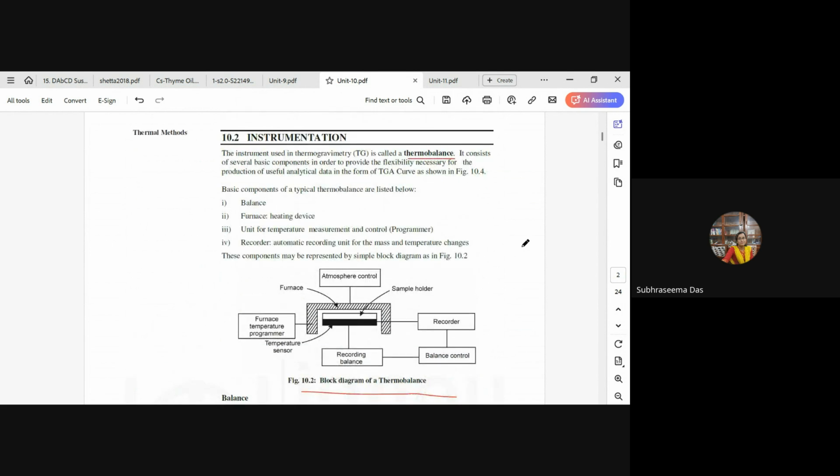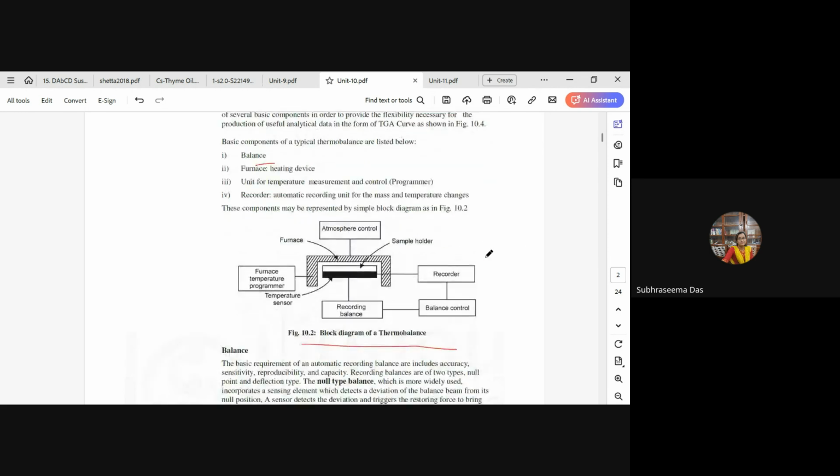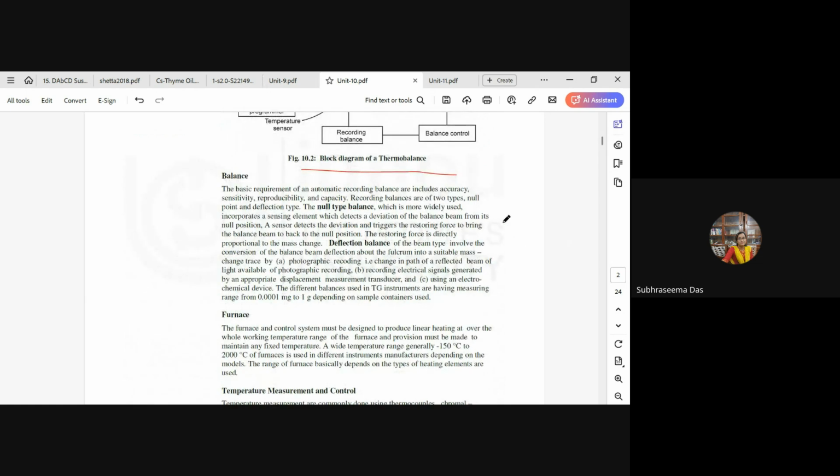The basic components of a typical thermobalance are a balance, a furnace or heating device, a unit for temperature measurement and control that we call a programmer, and a recorder or detector that records the change in mass. All these components have been shown together in figure 10.2. The balance must be of high precision and accuracy because it measures the weight of the substance before and after heating.